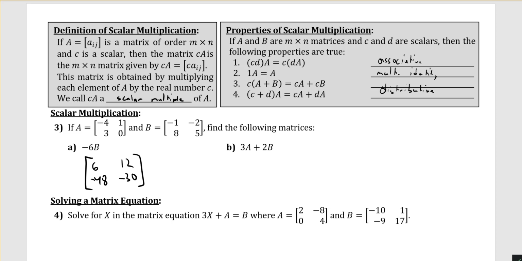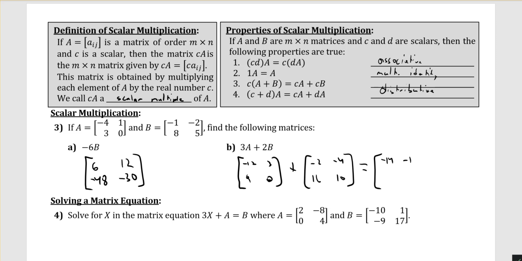Finally, 3a plus 2b, you could just do that all in one step if you want. I'm going to write down what 3a is. So I'm going to get negative 12, 3, 9, 0. And I'm going to write down what 2b is. So negative 2, negative 4, 16, and 10. And then I'm just going to add element-wise. So I get negative 14, negative 1, 25, 10.